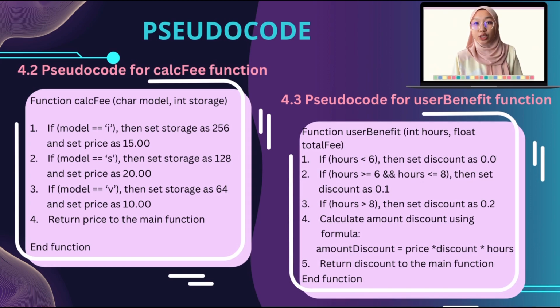Next, pseudocode for user benefit function. In this function, have integer hours and float total fee. First, if hours less than 6, then set discount as 0. If hours more than or equal to 6 and hours less than or equal to 8, then set discount as 0.1. If hours more than 8, then set discount as 0.2. After that, calculate amount discount using formula price times discount times hours. Return discount to the main function and end function.